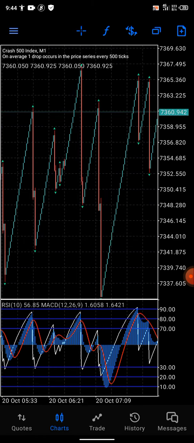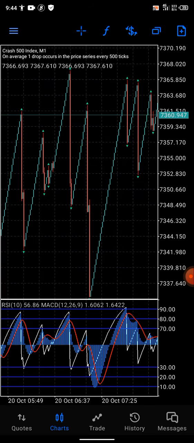What do you need to do? What do you need to do so that you have the confirmation to enter the trade? Now go to your F icon once again. Go to your F icon.